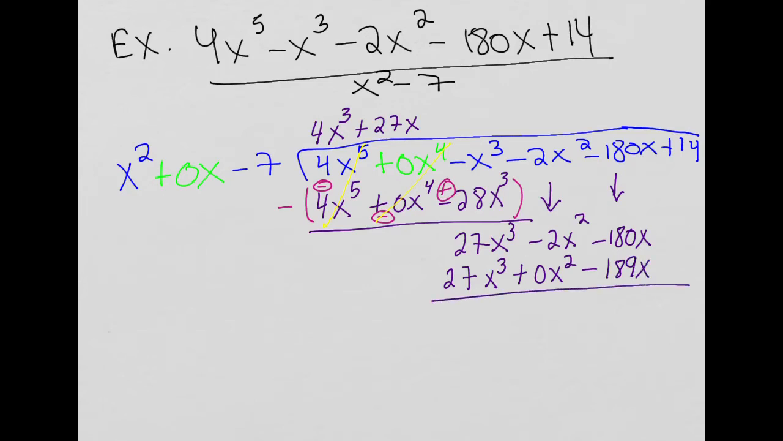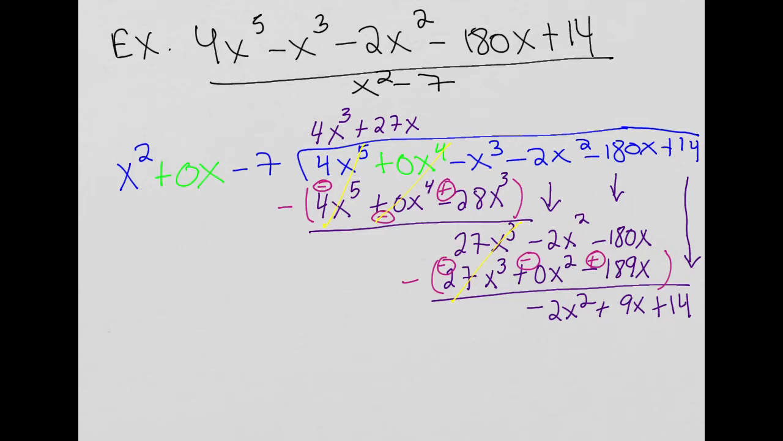We're going to draw our line. Put a parentheses. Put a negative in the front, and we'll change the signs of everything inside. Very important. That first term cancels out. Then we're left with negative 2x squared minus 0x squared. That is just negative 2x squared. And then we have negative 189x plus 189x... rather, negative 180x plus 189x. And that's going to be positive 9x. And then we're going to bring down the 14.